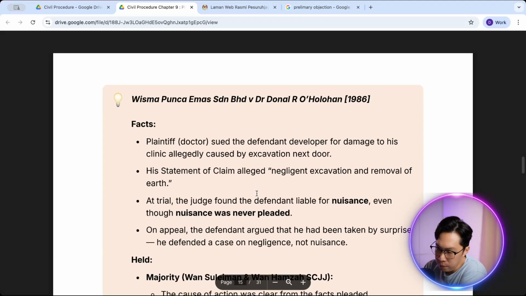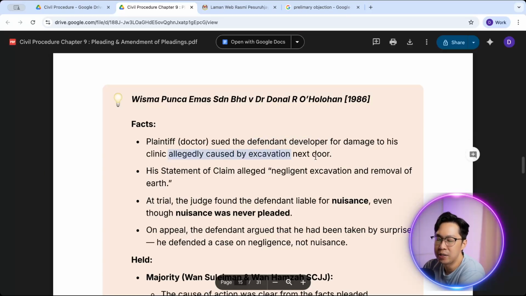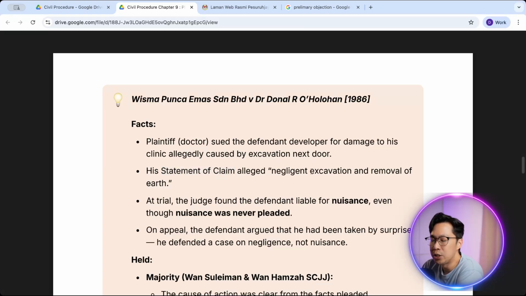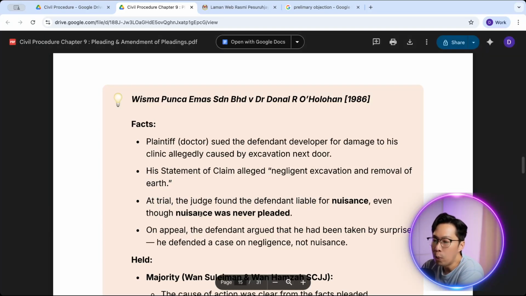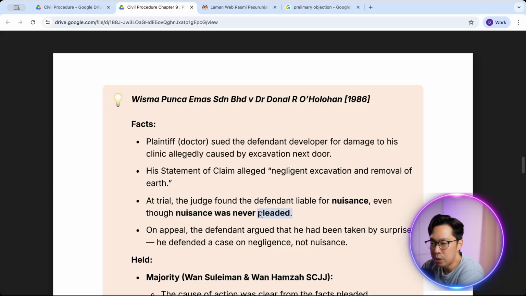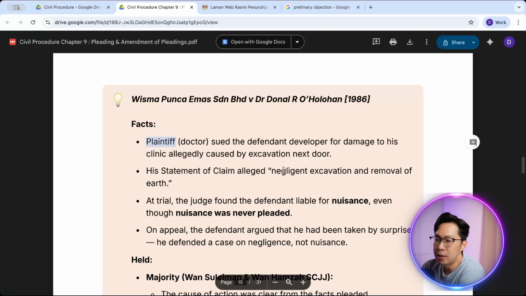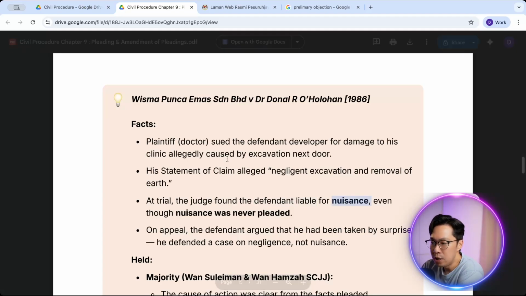Wisma Punca Emas. The plaintiff sued the defendant developer for damage to his clinic allegedly caused by excavation next door. His statement of claim alleged negligent excavation and removal of earth. Earth is the tanah, okay, tanah. At trial, the judge found the defendant liable for nuisance, even though nuisance was never pleaded, because the plaintiff pleaded negligence. The judge says the defendant is liable for nuisance, but the plaintiff pleaded negligence. Can or cannot?